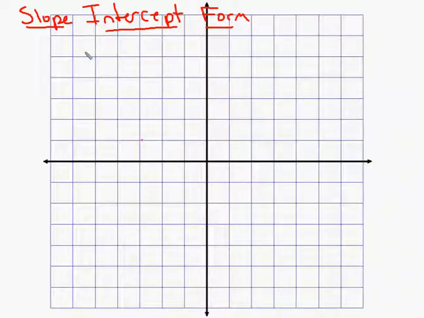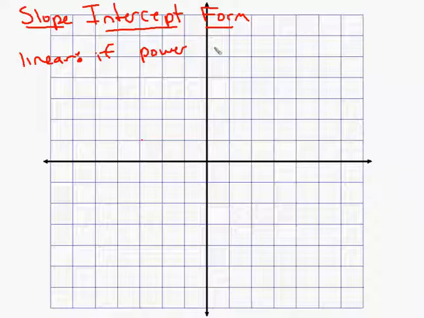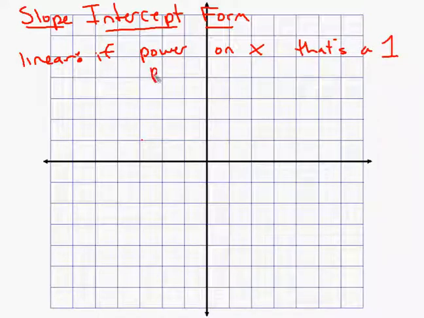So when we did graphing last chapter, we made a table of values. In the case of a line, and actually for the rest of the year, we're going to learn some tricks to make the graphing easier. If it's linear, I have a power on x that's a 1, and the power on y is also a 1. Mostly it's x that matters; usually y doesn't have a power on it.